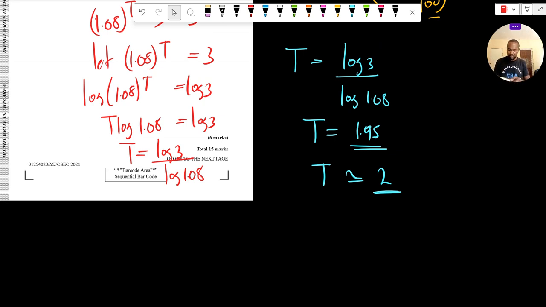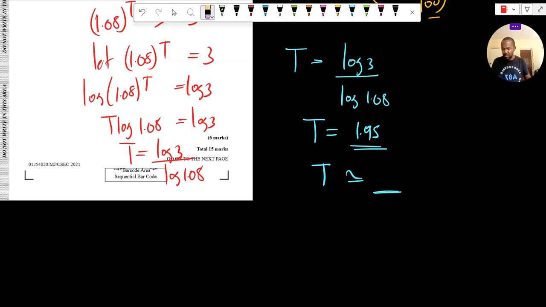Let me check my calculator again. Maybe the calculator gave me something wrong. I think so, yes. The calculator's off because I know it takes far more than 2 years for that to triple at that interest rate. I may have punched in the division on the calculator wrong. I did not put a bracket. So let me see. Log 3 divided by log 1.08. Right, so I knew something was off. It could never be 2 years.